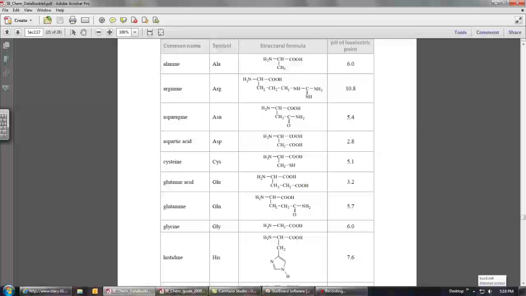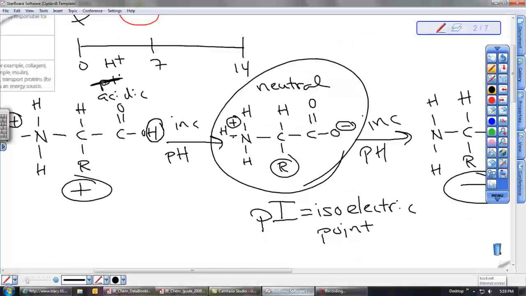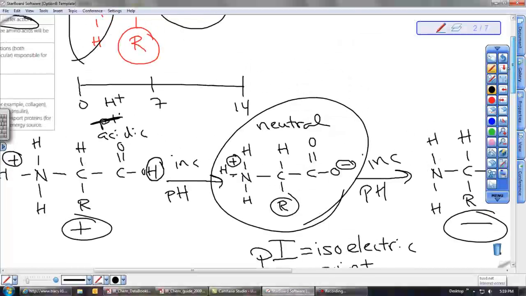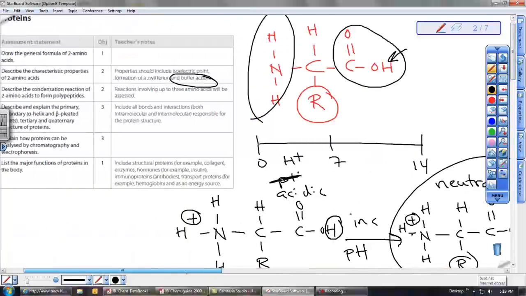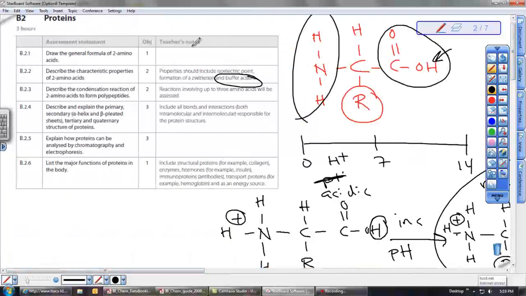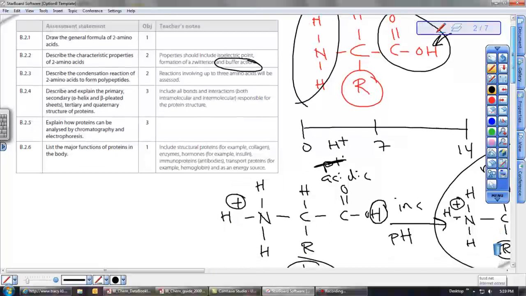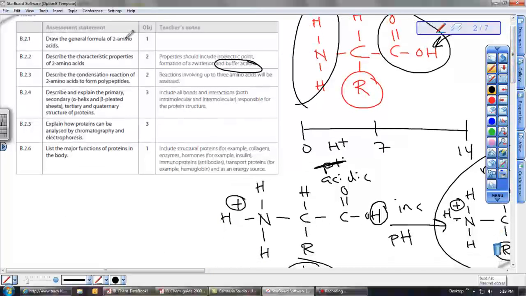So that is a technique for separating proteins. It's the basis for a technique for separating proteins. So if I go back to this chart, let's look at what you're required to know. Draw the general formula. There it is. Understand that there's a backbone and a unique R group.